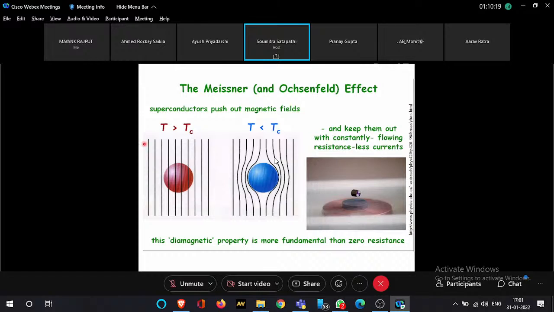And unlike a normal material, they push out the magnetic field. You know from Maxwell's theory that if you have a spherical ball and you pass a magnetic field, the magnetic field will pass through the ball. At a temperature above the critical temperature, which is the temperature where the superconducting transition happens, all the magnetic flux lines can pass through the material. But below that superconducting temperature, all the flux lines are expelled from the material. So it is behaving like a diamagnetic material.